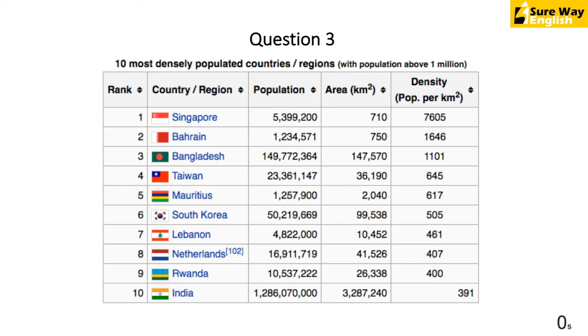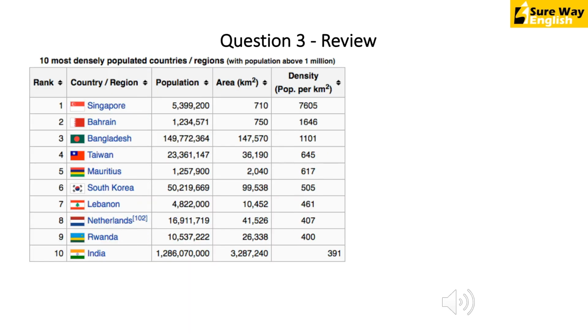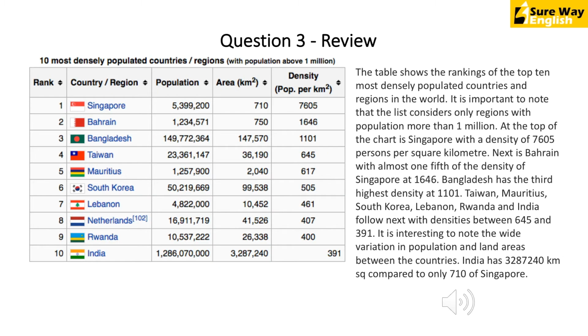Alright, so that's 40 seconds. Let's go ahead and have a look at the sample response. Here you are. The table shows the rankings of the top 10 most densely populated countries and regions in the world. It is important to note the list considers only regions with population more than 1 million.